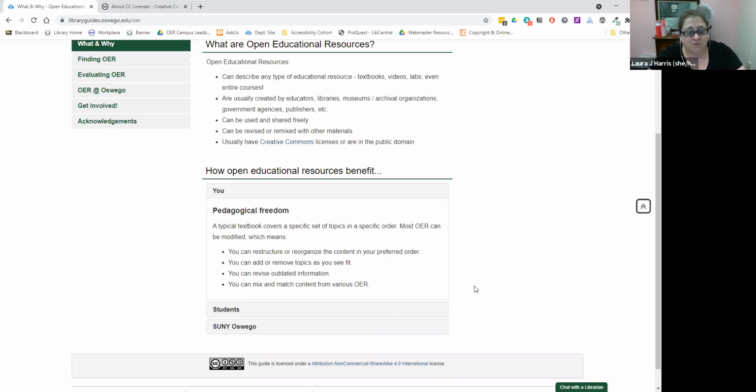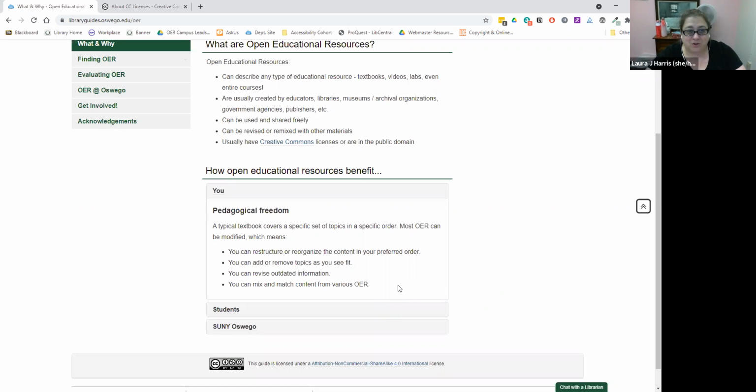Since most OER, the ones that do not have the no-derivatives license, can be modified, you can restructure things into an order that makes sense for you and the way you like to teach the material. You can remove topics, add topics, revise outdated information, and add more up-to-date information, which is obviously important in this day and age, because we probably have a lot of things that need to be updated. And of course, you can mix and match.